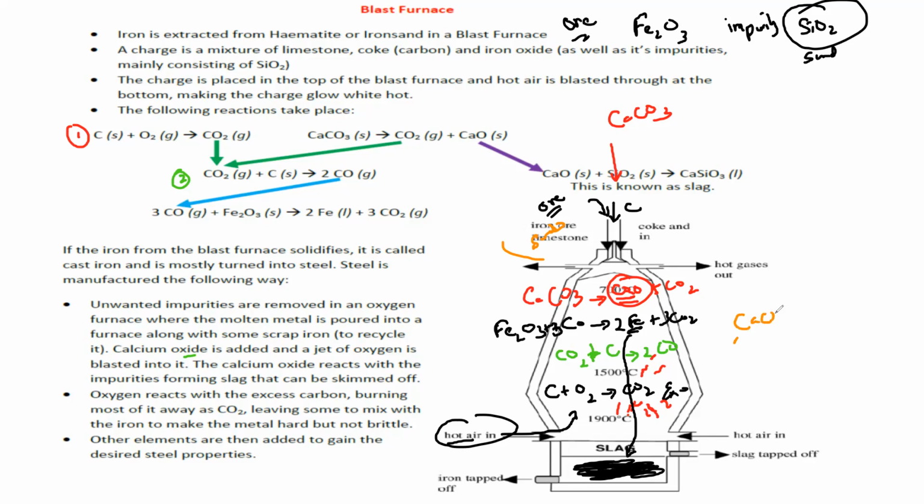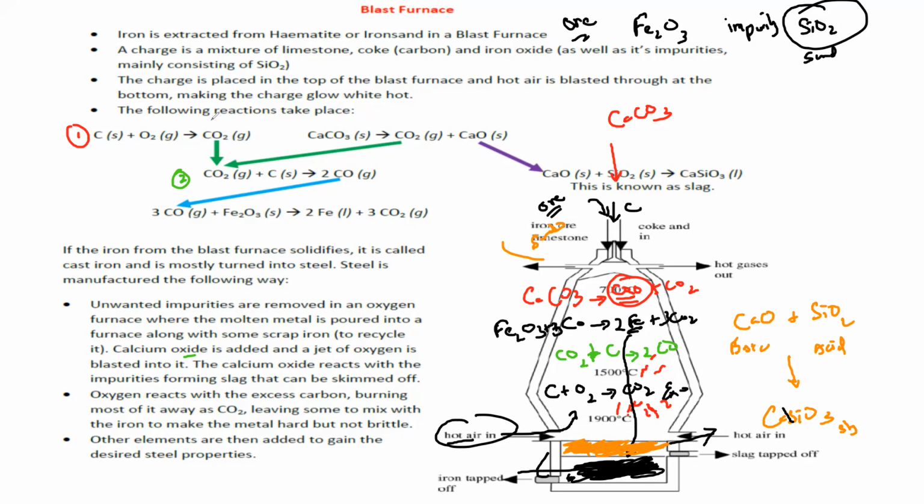So as a result, when calcium oxide, which is a basic oxide, reacts with silicon oxide, a non-metal oxide which is an acidic oxide, it forms a compound, calcium silicate, CaSiO3, which is called slag. So slag will form at the top, and iron and slag do not mix with each other. Why? Because they have a greater difference in density. When two liquids have a greater difference in density, they are immiscible, they don't mix with each other. So at the bottom we'll have iron, and at the top we will have slag.